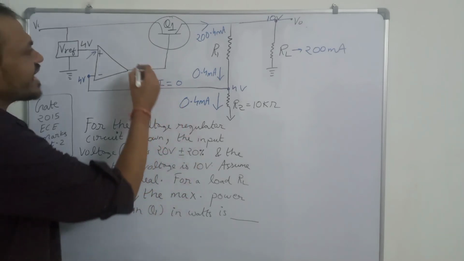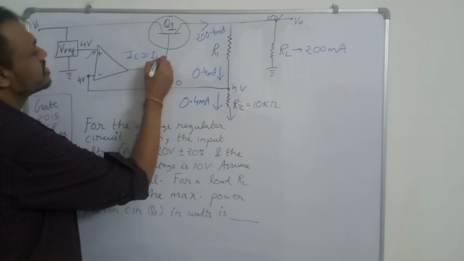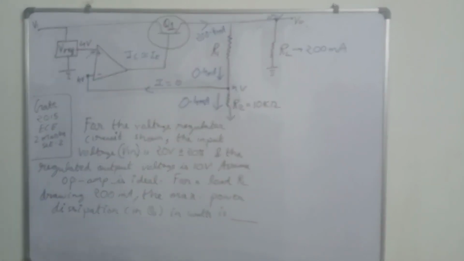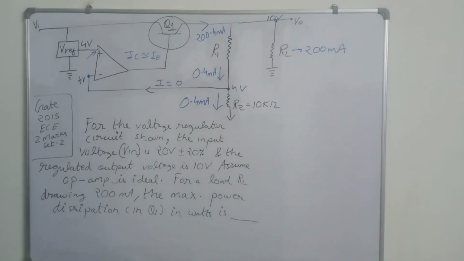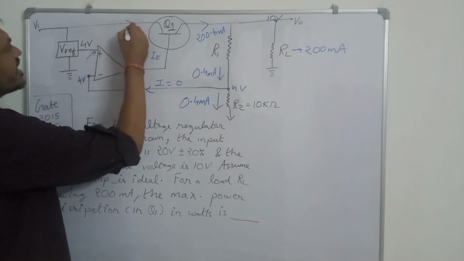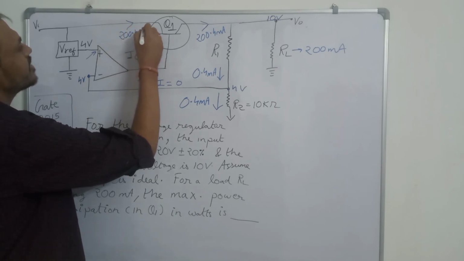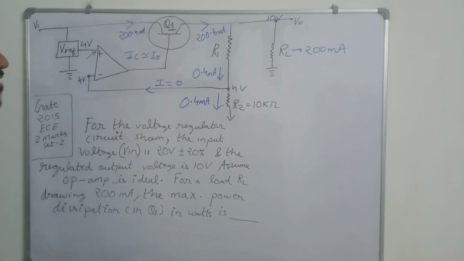Now we assume that IC is nearly equal to IE and beta is very high. It is not given in the question, so we can easily assume that beta is very high. So IC will be equal to IE, and this current will be equal to 200.4 milliampere.